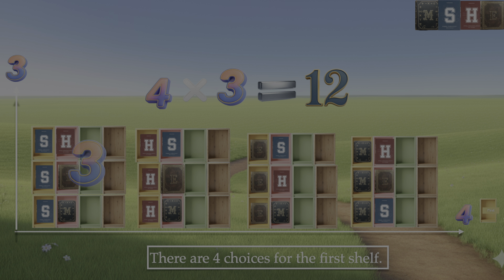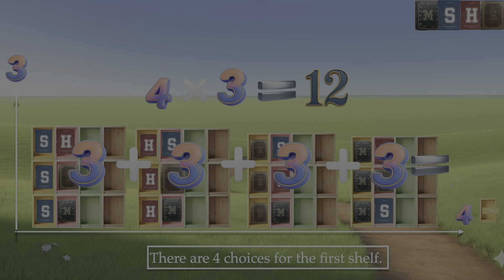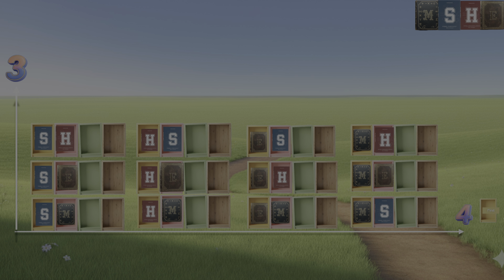Another view is adding 3 plus 3 plus 3 plus 3 to get the same result as 4 multiplied by 3, to understand why we multiply to find the total outcomes of placing two books. Let us now proceed to fill the third green shelf.